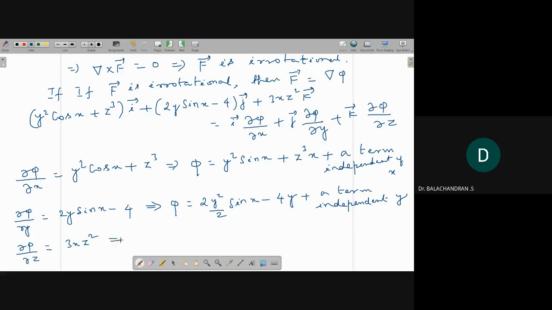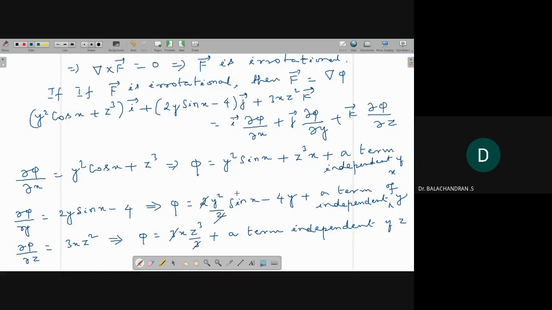So this implies, if you integrate with respect to z, you will get 3x z cube by 3 plus a term independent of z. Here you can cancel 2 and 2, 3 and 3.